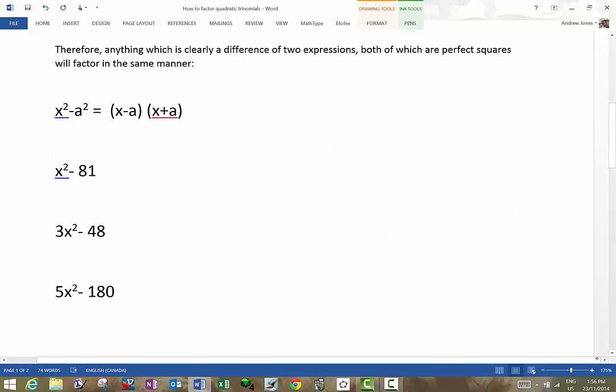So, any quadratic expression which is clearly a difference of two expressions, both of which are perfect squares, will factor as x minus a times x plus a, where x and a are the two terms to be squared. So, looking at these examples here, x squared minus 81, well 81 is clearly 9 squared, so this will just be x minus 9 multiplied by x plus 9.